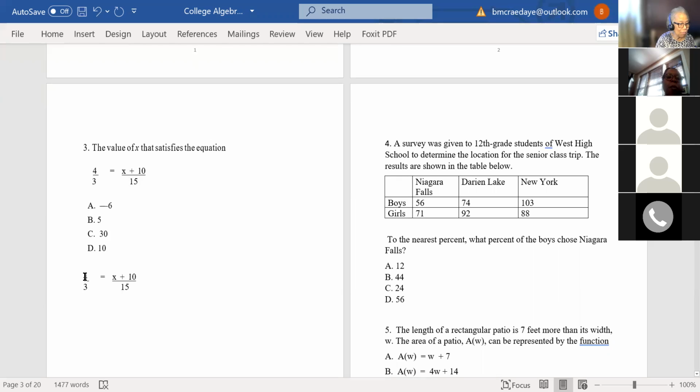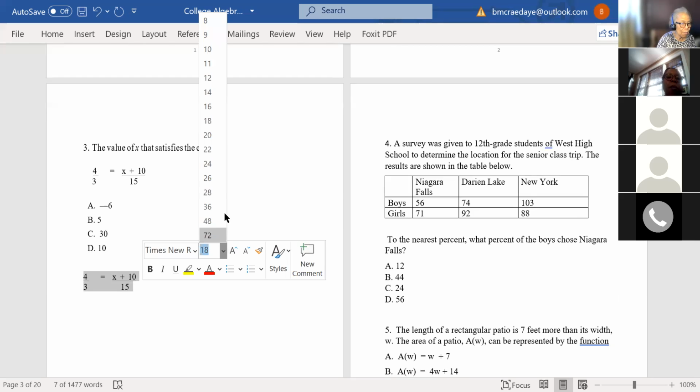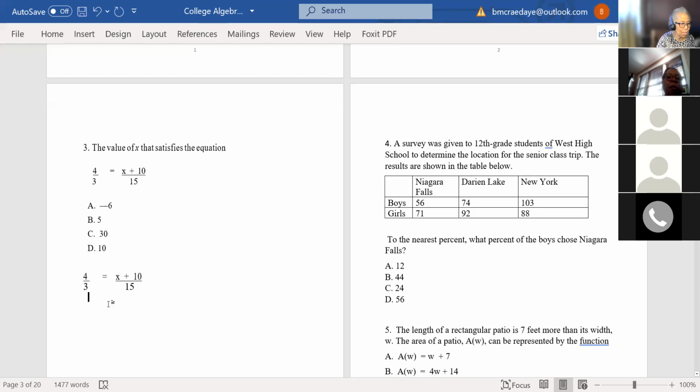So you will multiply 4 times 15, that's 60, and you multiply 3 times X plus 10. So 3 times X, 3 times 10, equal to 4 times 15. What do you get for the answer?